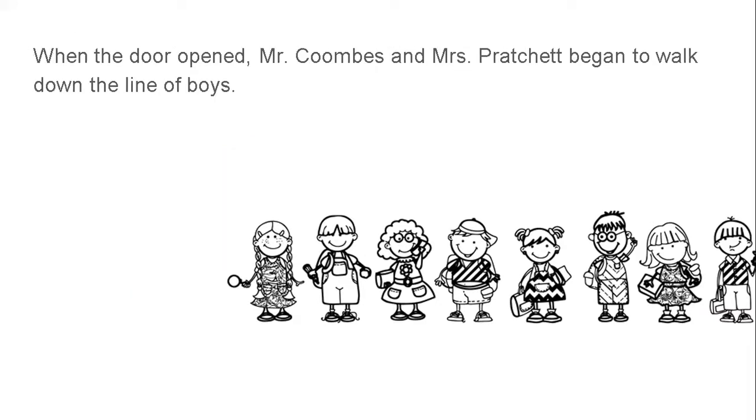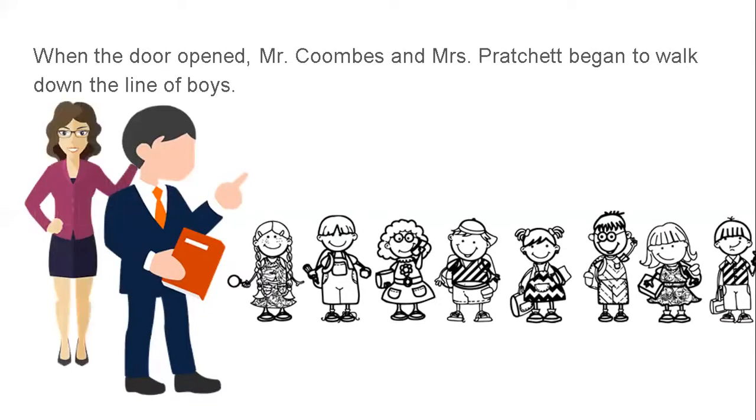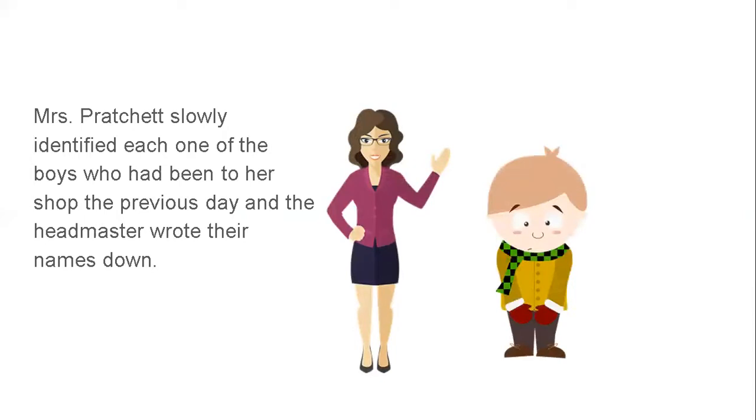When the door opened, Mr. Combs and Mrs. Pratchett began to walk down the line of boys. They began to examine the boys, and then Mrs. Pratchett slowly identified each one of the boys who had been to her shop the previous day. She caught them all, and the headmaster wrote their names down. With that, we've come to the end of the summary.